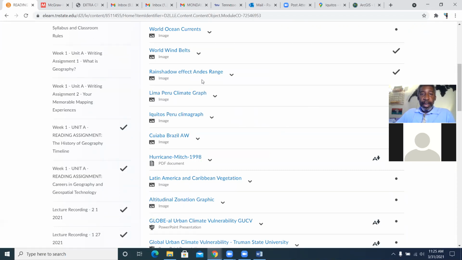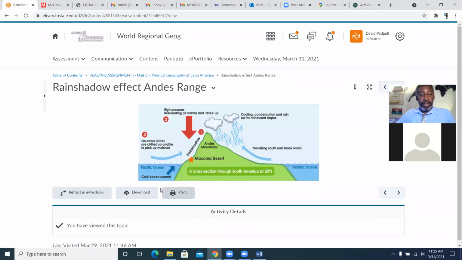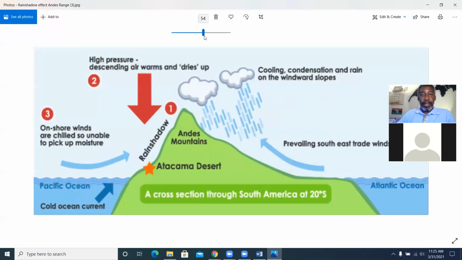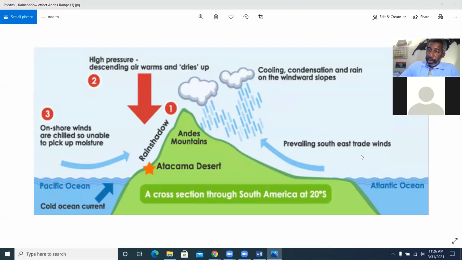Lima, Peru, and we referred to this diagram here that illustrates the rain shadow effect, which specifically explains why this difference exists, in that we have the prevailing winds for the region, the southeast trade winds coming off of the Atlantic Ocean onto the eastern shore of South America up through the Amazon River Basin.